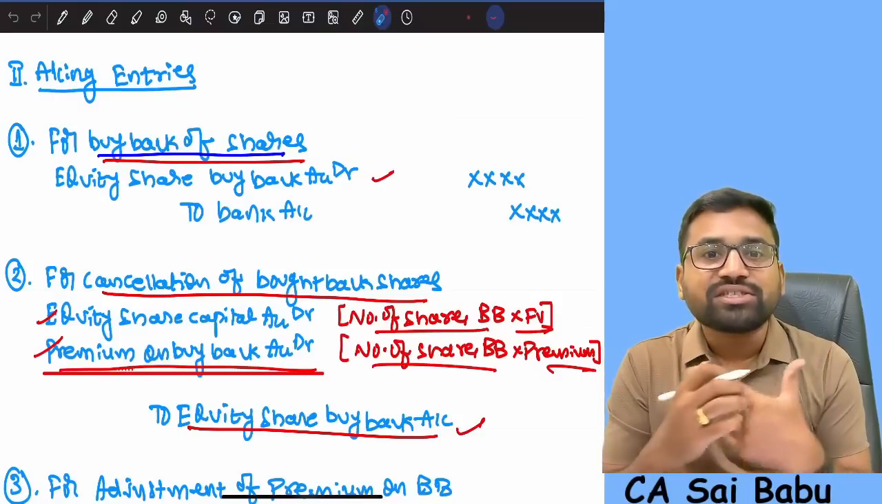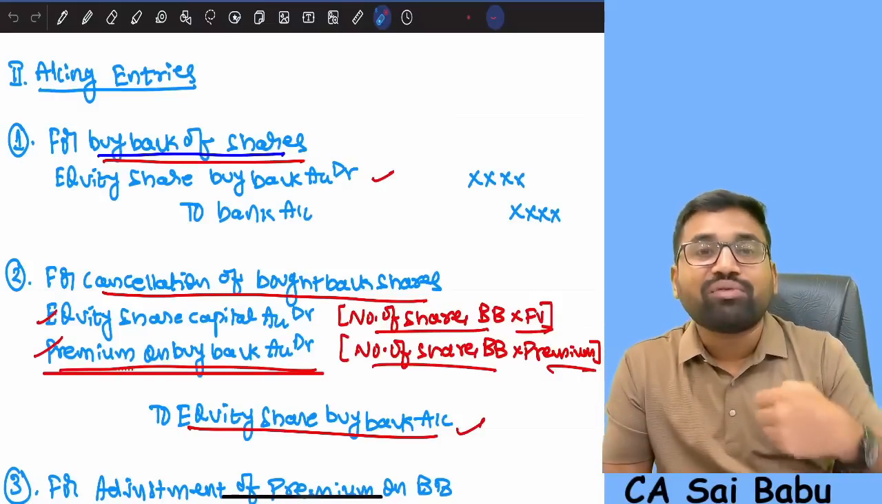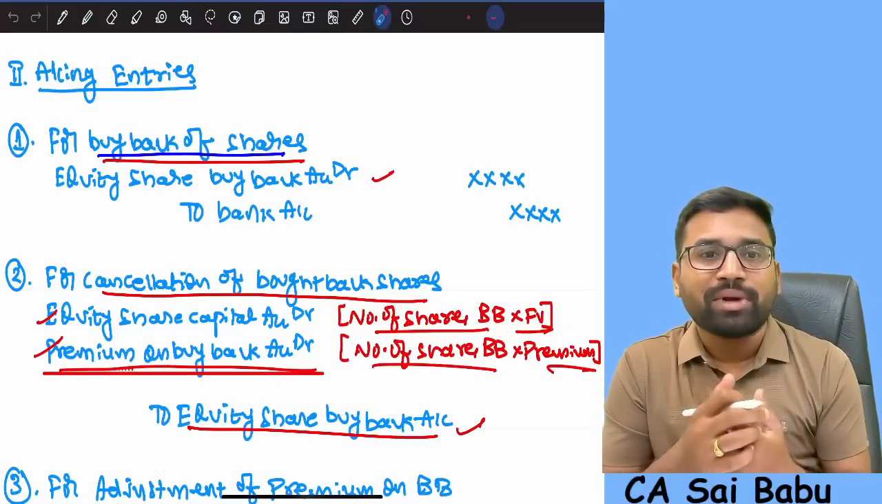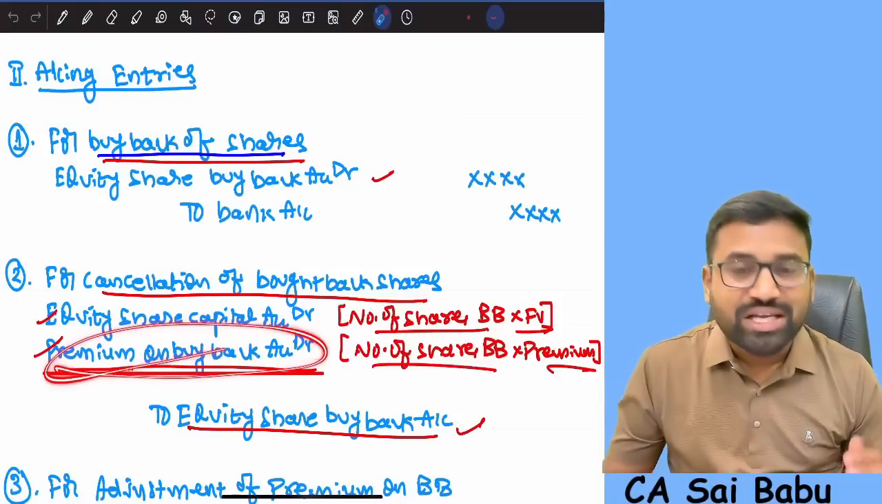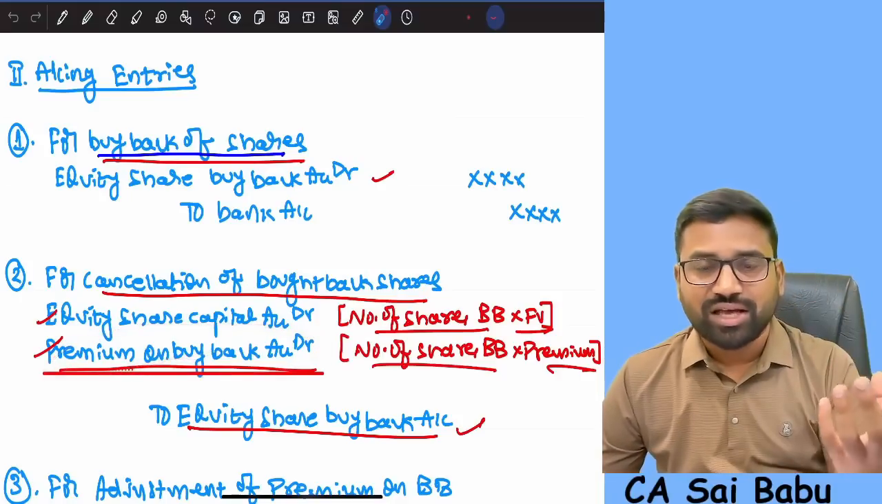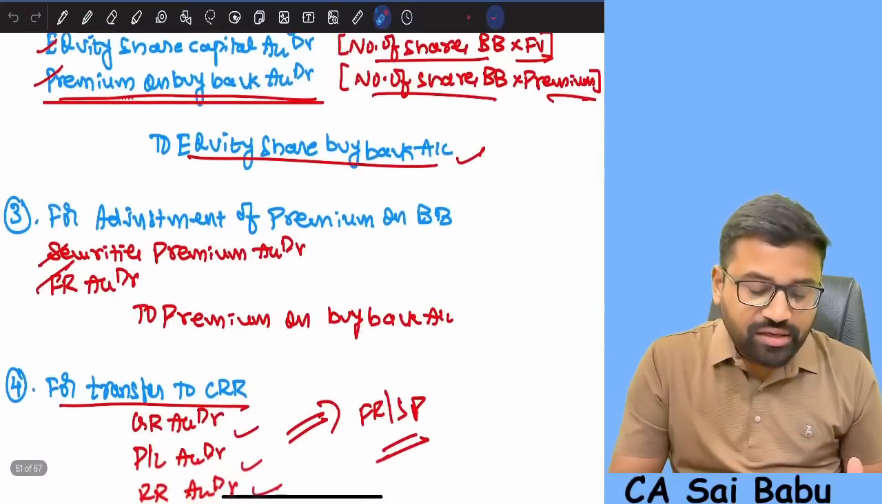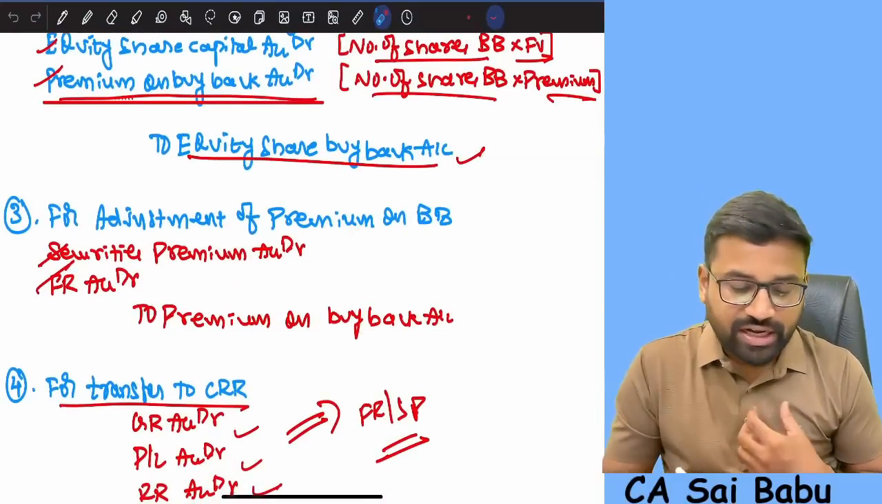Next, cancellation of bought back shares. Whatever the shares we bought back, sir, we will cancel them. Whenever we cancel any bought back shares, equity share capital account debit, premium on buyback account debit to equity share buyback account. See, this premium on buyback. Generally, when we purchase any shares above the face value, that is premium on buyback. So then this premium will be adjusted against securities premium or free reserves and transferred to CRR.